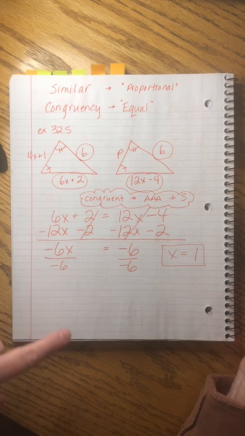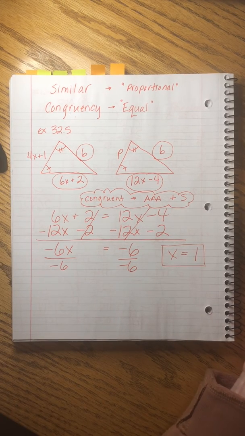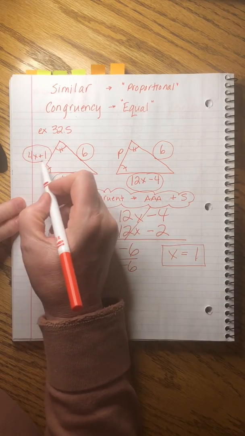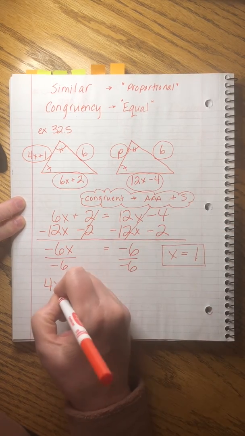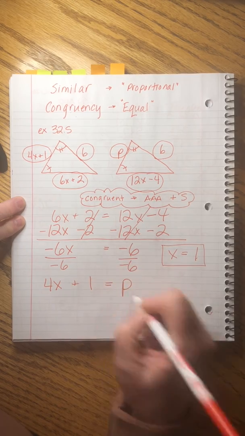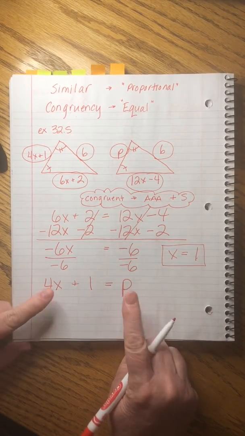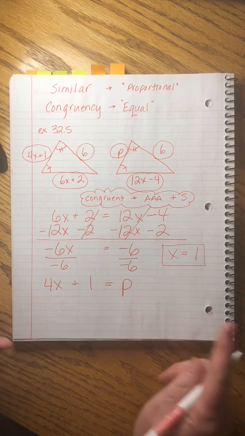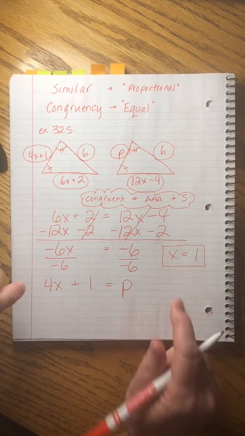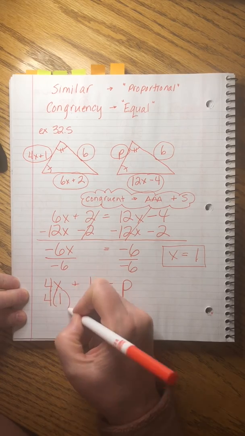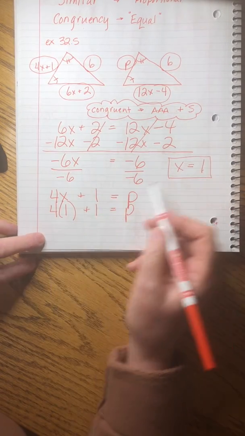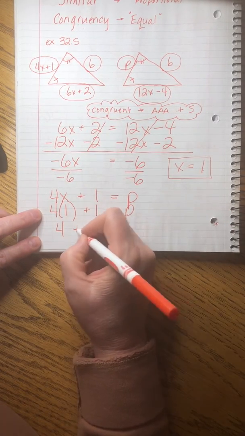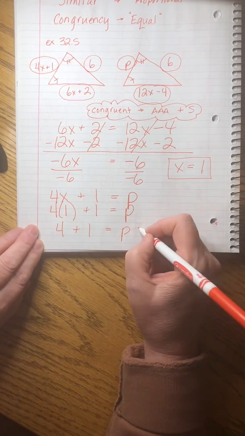Our job, by the way, was to solve for x and p. Now we've got our x. Now we can look at this pair and make an equation out of them. We know that 4x plus 1 equals p. We couldn't do this before because you can't solve for two variables with one equation. But now we know that x equals 1, so we can rewrite this: 4 plus 1 equals p, which equals 5.